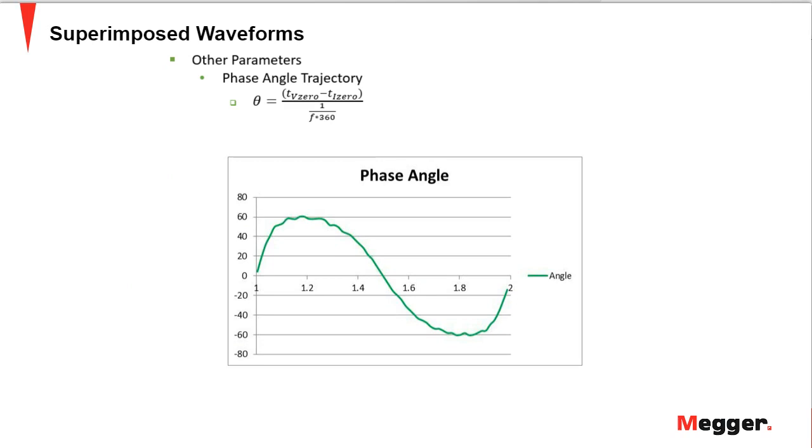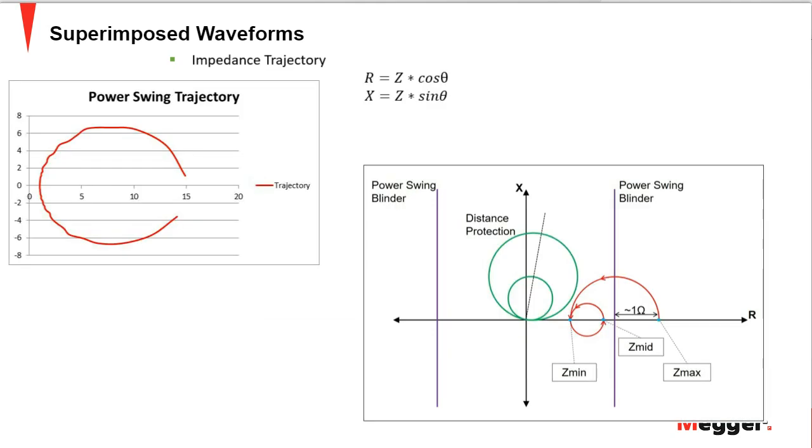Remember that the phase angle is very important. The phase angle is what's going to determine where in the characteristic the impedance is going to be, and the phase angle is also going to tell us whether the system went beyond the stability limit, or if it stays within the stability limit. And then this would be the trajectory of the impedance that we are simulating there.